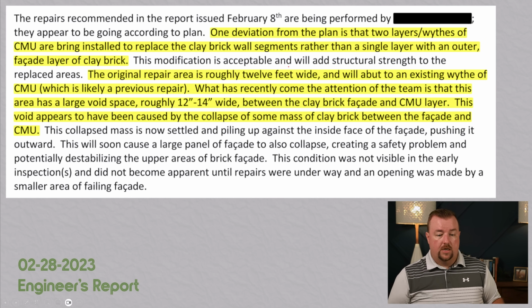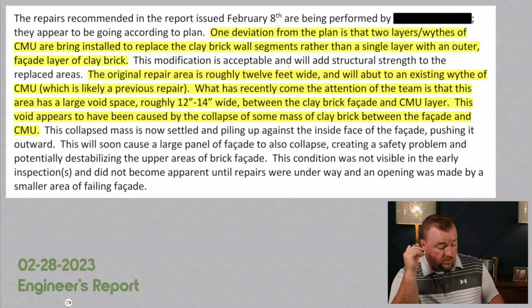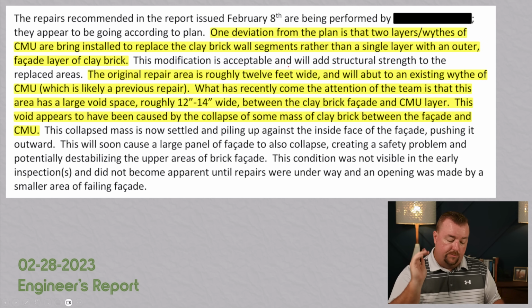All right, so on February 8th, the engineer goes back out to the job site, and he says the repairs are being performed by the contractor. They appear to be going according to plan. One deviation from the plan is that 2 layers / widths of CMU are being installed to replace the clay brick wall segments rather than a single layer with an outer facade layer of clay brick.